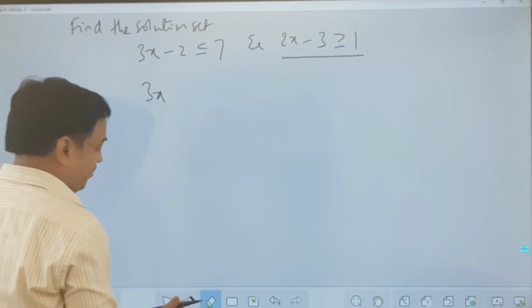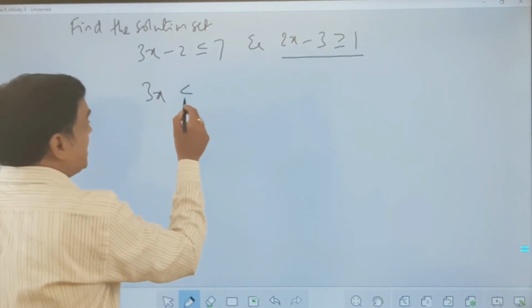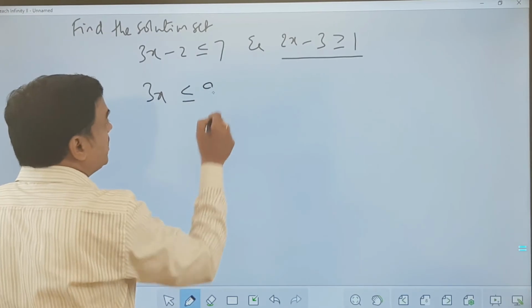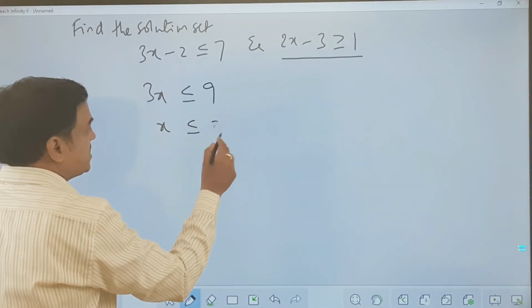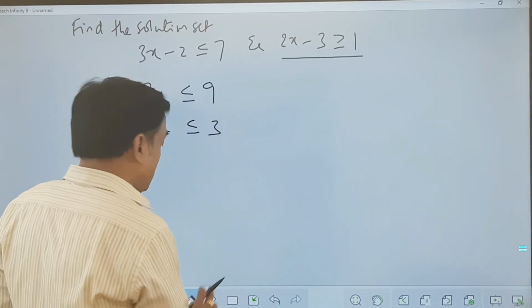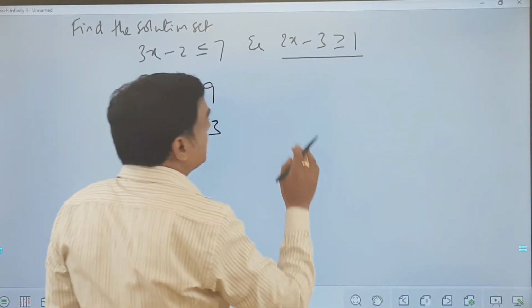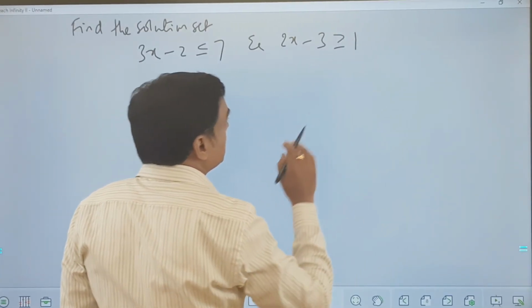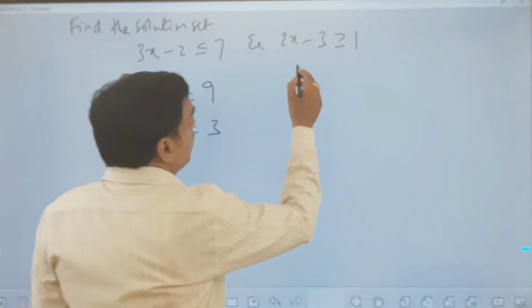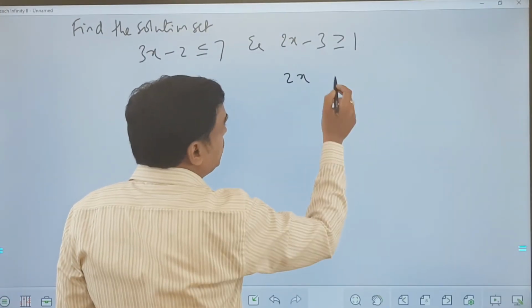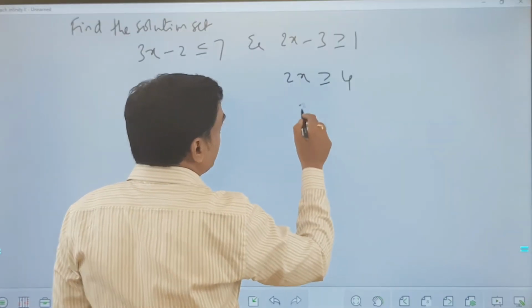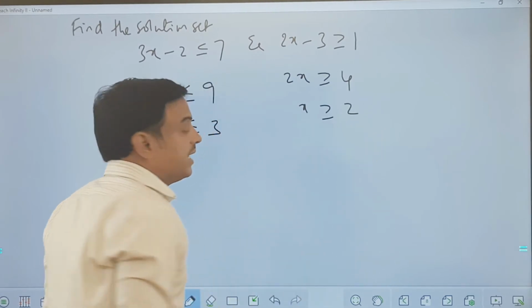Okay. So next one, 3x less than or equal to 7 plus 2, which is 9, and the x value is less than or equal to 3. There I got it. And the other one similarly, I'll take this. Solving this, I'll get 2x, 3 to the other side, greater than or equal to 4, and the x value is greater than or equal to 2. I get it.